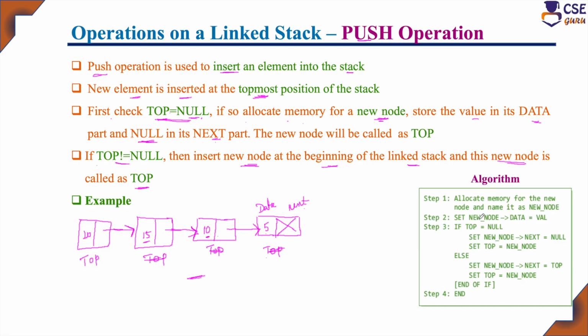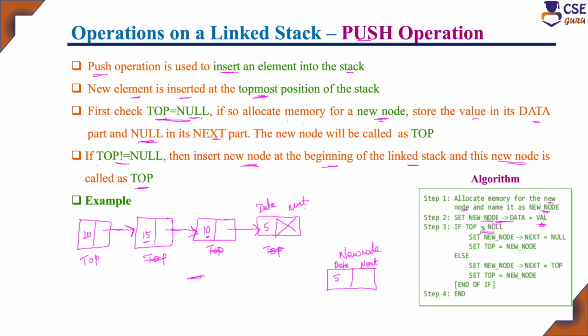So the algorithm, if you are considering it: step 1, allocate memory for the new node and name it new node. Set new node of data equal to value. What is the value you want to place? Place the value in the data part, new node of data. For example, this is the new node you have created, and you place the value in the new node's data. This is the new node, this is the data part, this is the next part, and the value you have to place here.